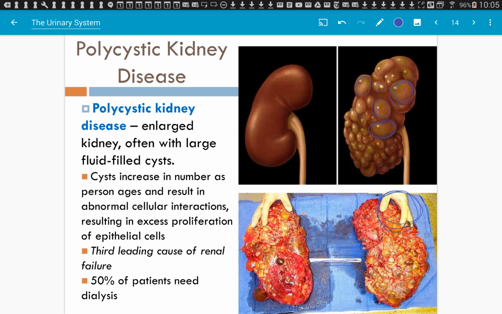So kind of like football size. And then remember, our kidneys at most are like our fist. So highly enlarged, very unhealthy, not able to function. It's the third leading cause of kidney failure. So it's a serious concern when we're talking about kidney health.